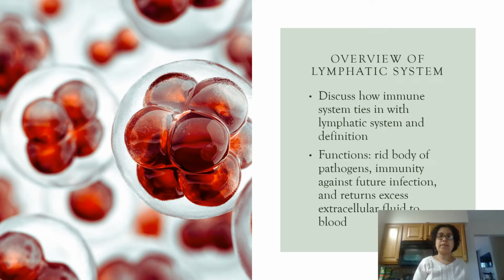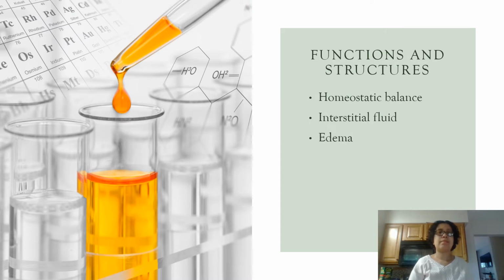The lymphatic system has three main functions: to rid the body of pathogens, build immunity against future infection, and return excess extracellular fluid to the blood. When these things are not functioning properly, havoc can be wreaked. It can lead to things such as blood pressure fluctuation and edema. It has to maintain homeostatic balance.